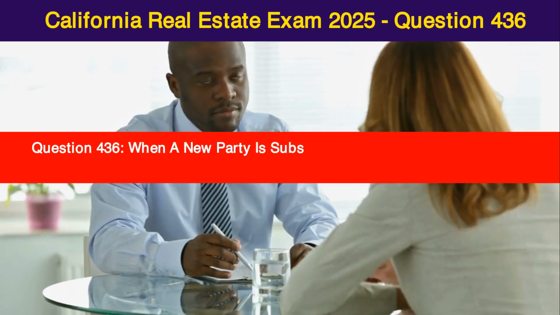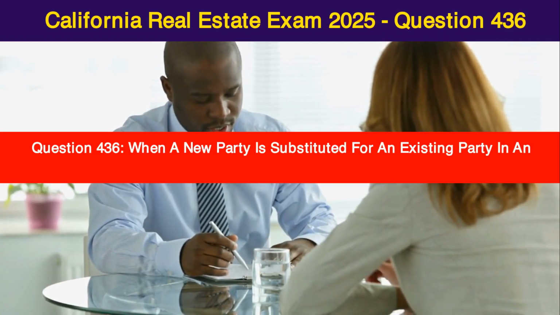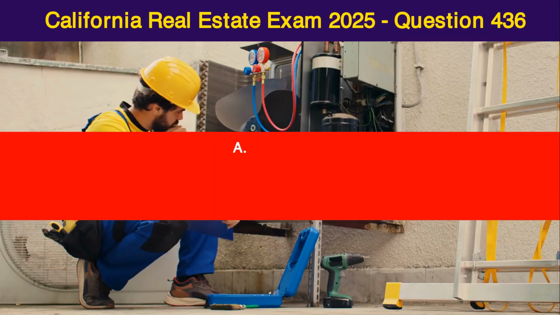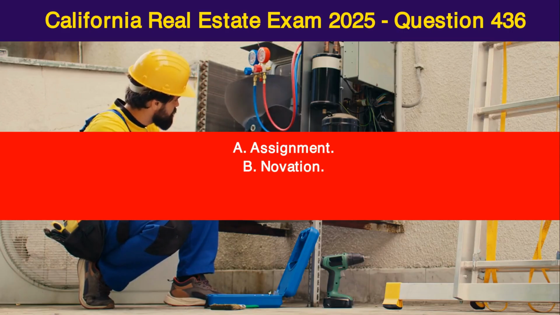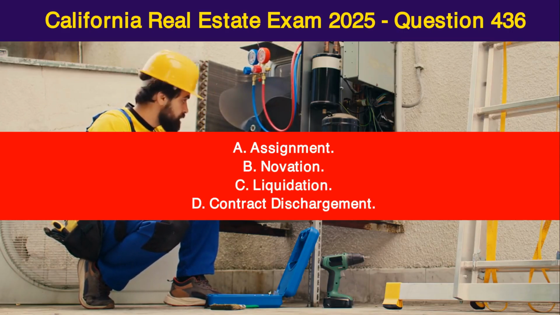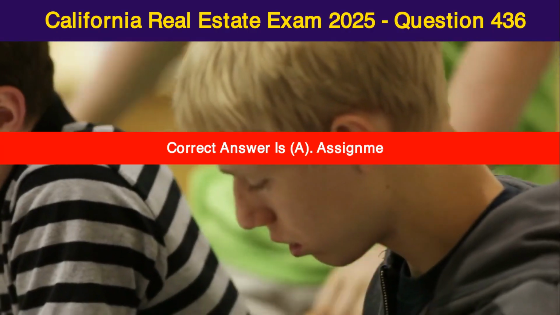Question 436. When a new party is substituted for an existing party in an agreement, it is called an A. Assignment, B. Novation, C. Liquidation, D. Contract dischargement. Correct answer is A.